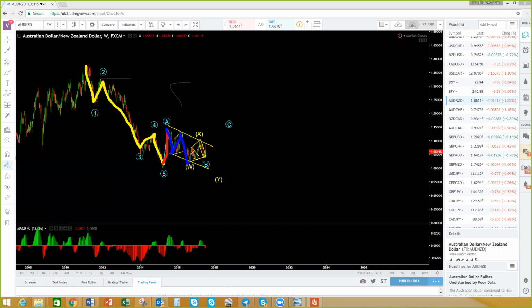And then I've got this pattern here. It's up. So I'm expecting that this is going to do this. And then we come down here. If it does come here, I am going to be buying out in New Zealand for a very, very long time.